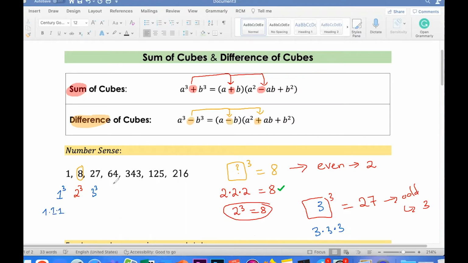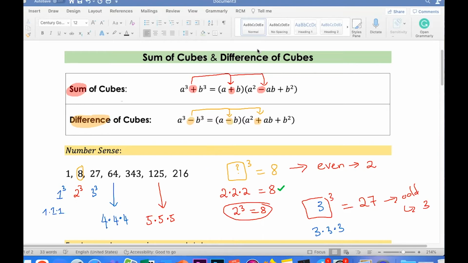Okay. How about 64? This is an even number, and we already know 2 to the power of 3 is 8 already. So what? It's an even number, so you have to think about 4 times 4 times 4. 16 times 4 works. 343, the number is so big, so I want to wait for a little bit. Maybe we'll try 125. It's an odd number, right? 3 is already used, so I'm going to try 5. 5 times 5 is 25. 25 times 5 gives me 125, and it looks good because it ends in 5.